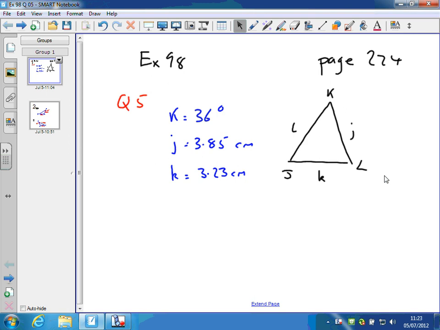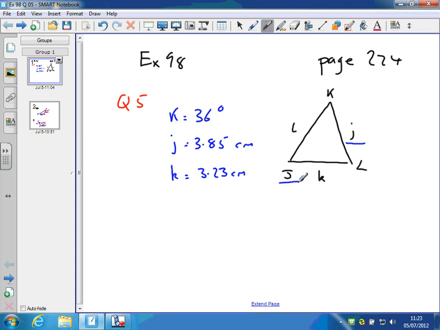First of all, I've just drawn the general triangle JKL, which is what's given in the textbook. They've used the symbols J, K and L, so I've written down J, K and L and put the sides in lowercase j, k and l, and then written down what I'm given. I'm given angle K, I'm given side J and side K. So I know one of the ratios. I know that side and I know the angle opposite it.